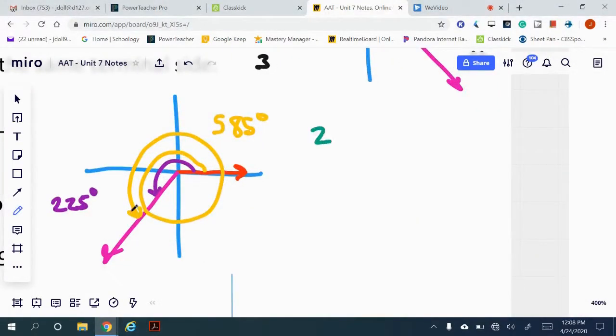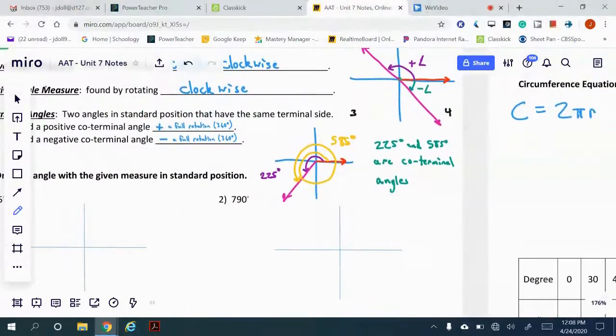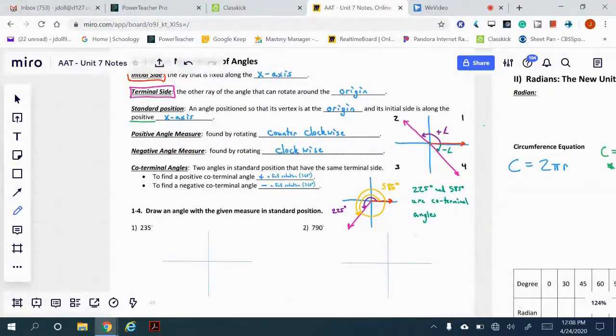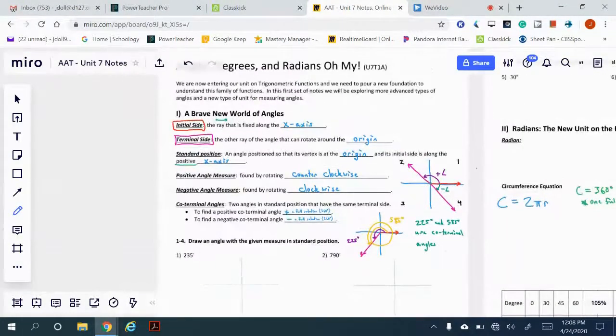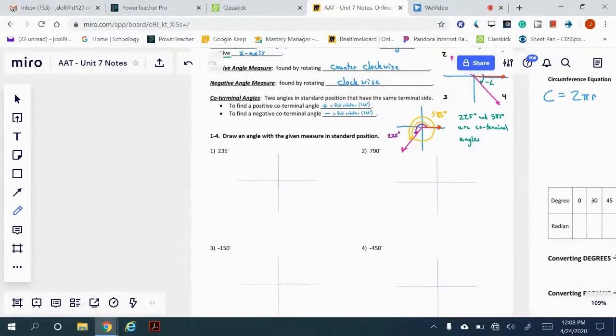So what we see here is that 225 and 585 are coterminal, terminating at the same place, terminal angles. All right, so hopefully that makes sense. We're going to practice this a little bit more later, but that gets us through some of this vocabulary, guys, that is going to be very, very foundational moving forward. So let's start putting some of this vocabulary into place.